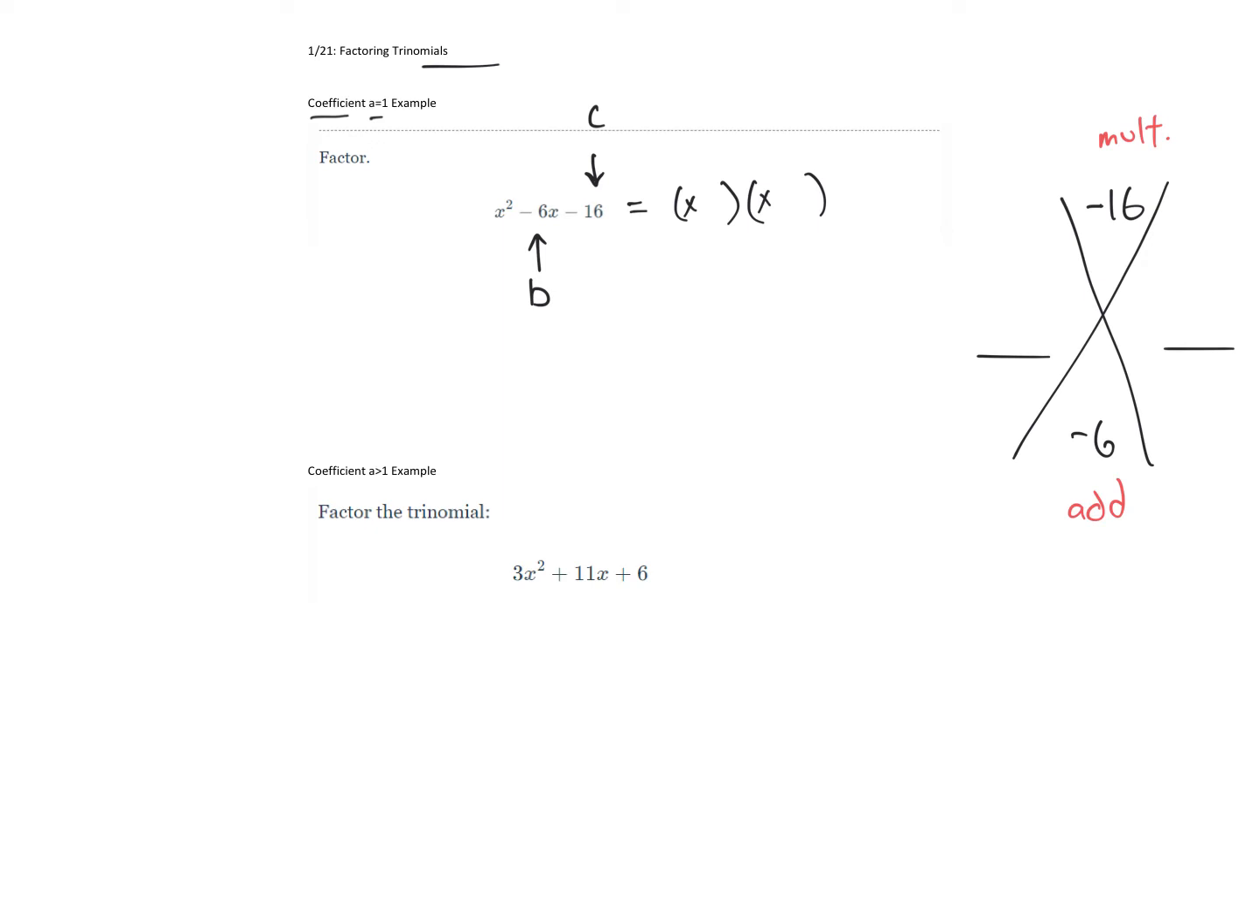And I believe it's -8 and 2. So what do those numbers mean for us? Those are the numbers that go right here, -8 and +2. And simple as that. That's the factored version of that trinomial.